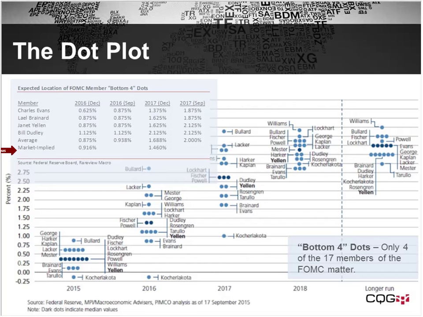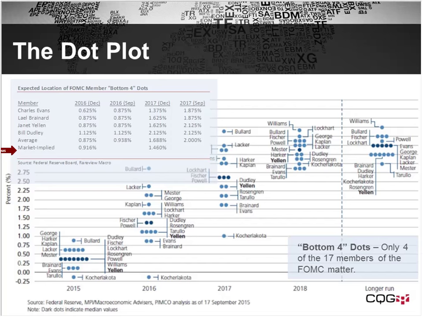And then the second thing is we want to remove any outliers, or the people we believe are actually living in fantasy land. So, for example, Bullard is up at 3.5%, right, at the top. That's an outlier. And then down at the bottom, Kocherlakota is actually in negative rates. So he's joining Bullard in fantasy land and Never Never Land. So we just want to remove those people from our thought process.